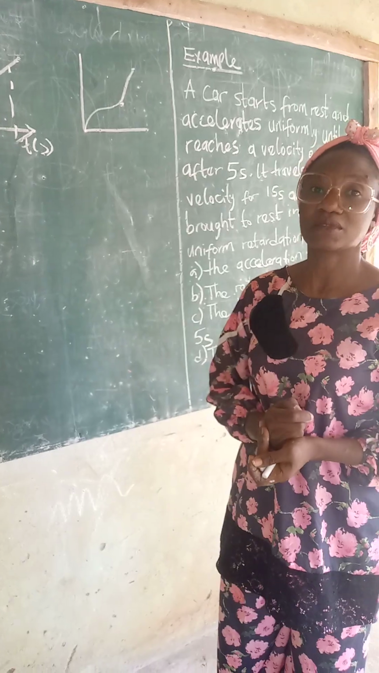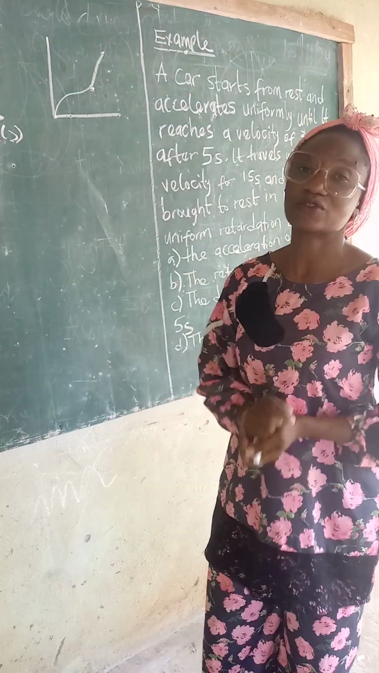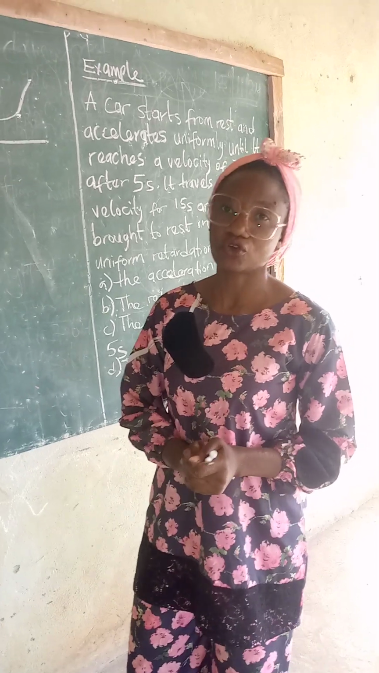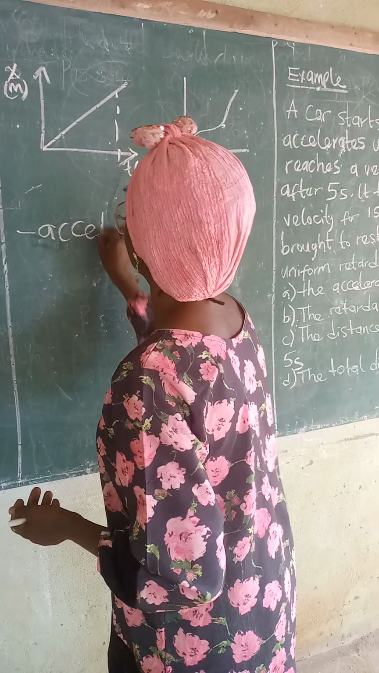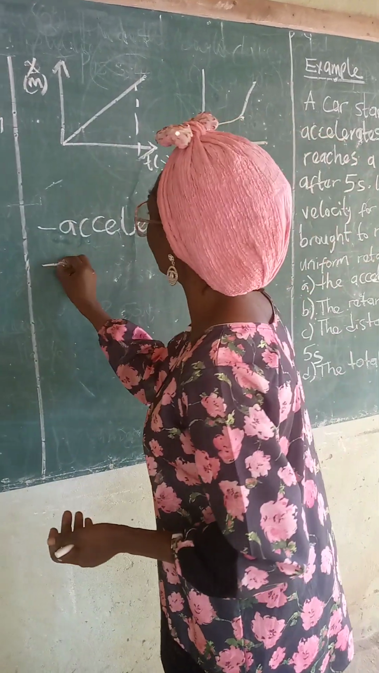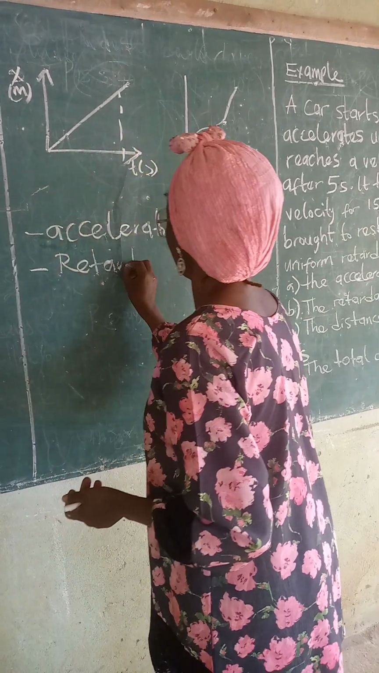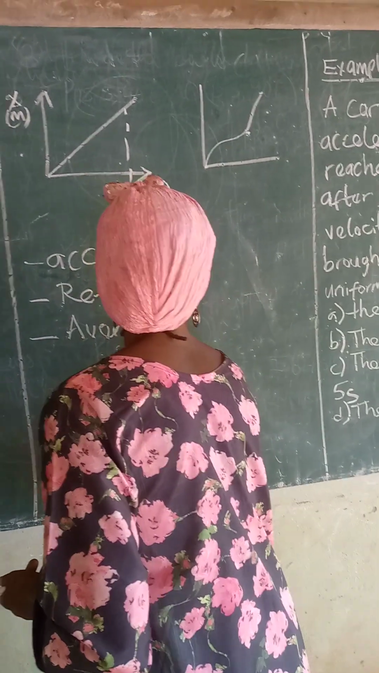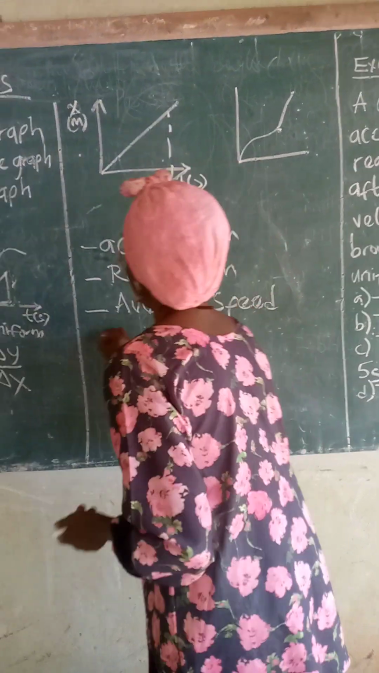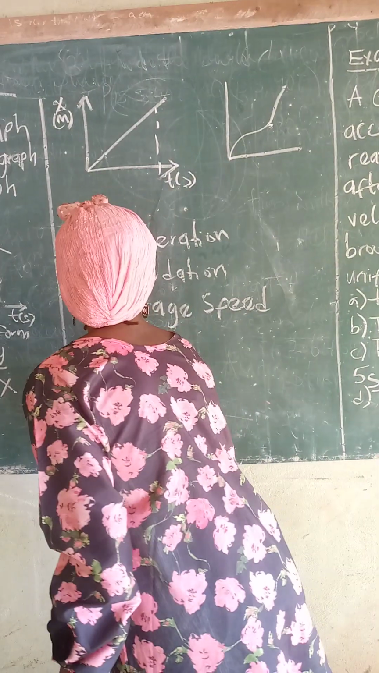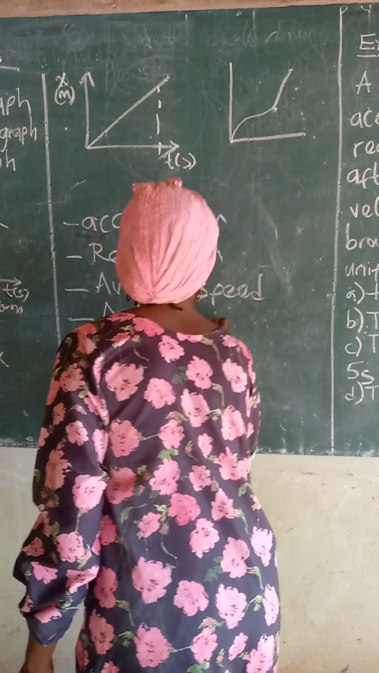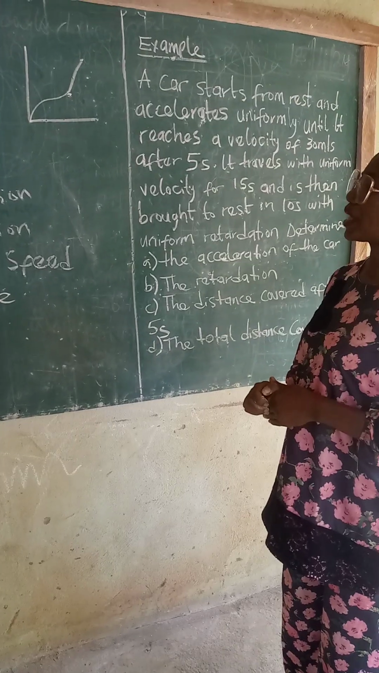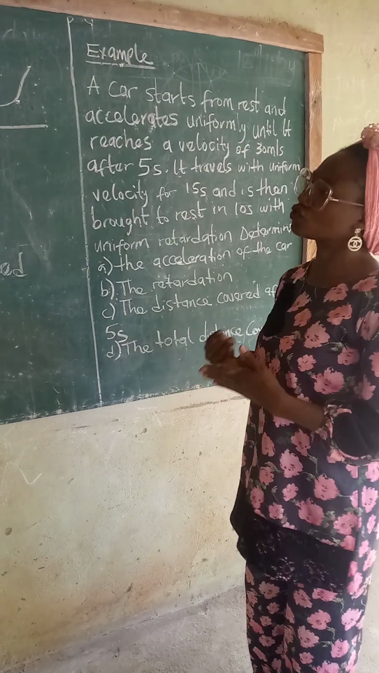Now, let's quickly talk about the velocity time graph. It is more interesting than the other two we have discussed, the reason being that from the velocity time graph you can find the following information: the acceleration, the retardation of the motion, the average speed, and lastly, the distance covered by the object.